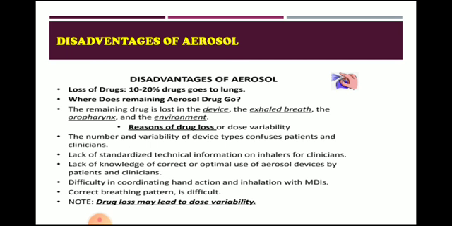The dose variability may lead to drug loss. The number and variability of device types confuse patients and clinicians. There is a lack of standardized technical information on the inhaler, lack of knowledge of correct or proper use of the aerosol device by patients, difficulty in coordinating hand action and inhalation, and correct breathing pattern is difficult. Drug loss may lead to dose variability.